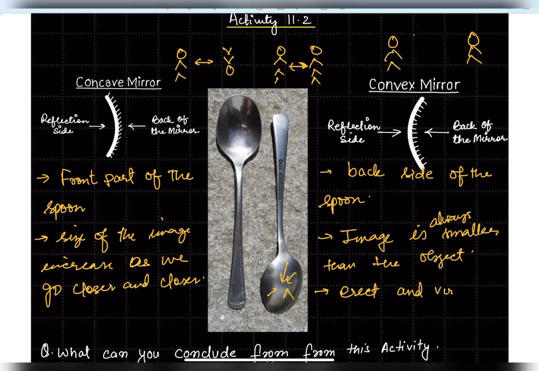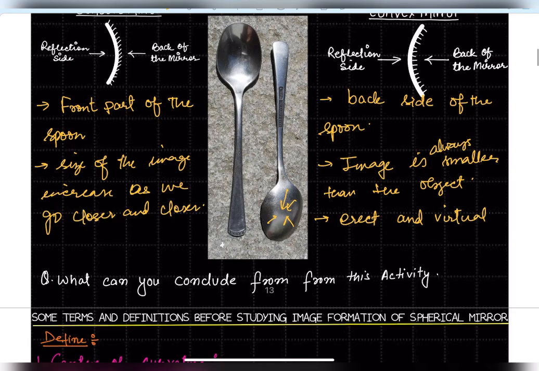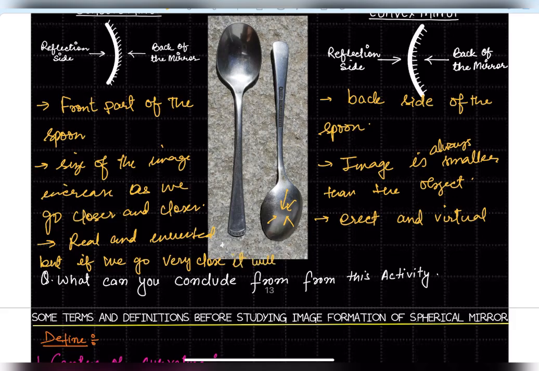virtual. In the case of the concave part, it is real and inverted, it will be opposite, right? It will be real and inverted, but if you go very close, it will become virtual and erect, virtual and erect.